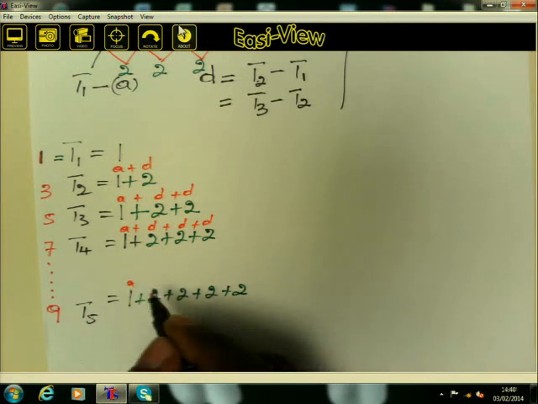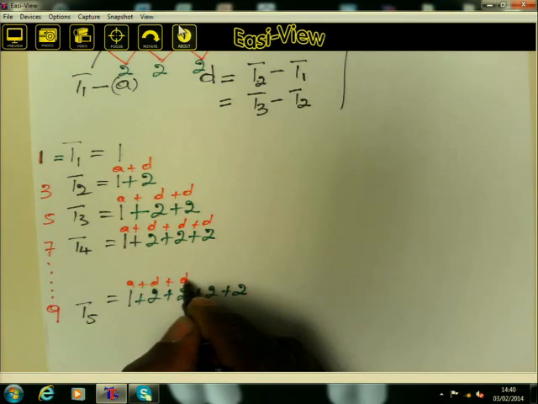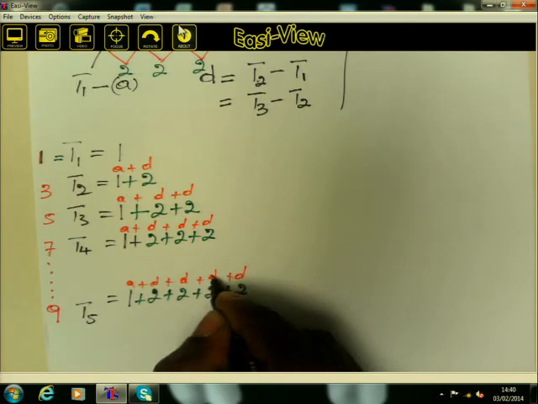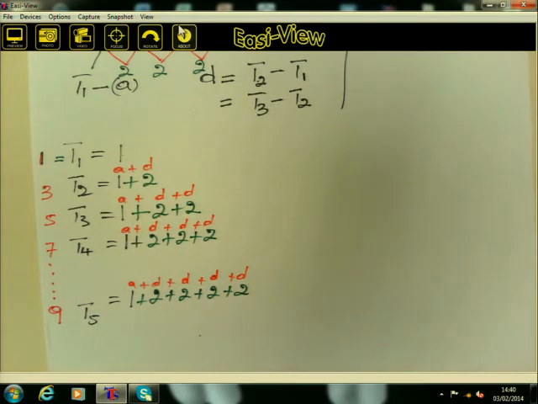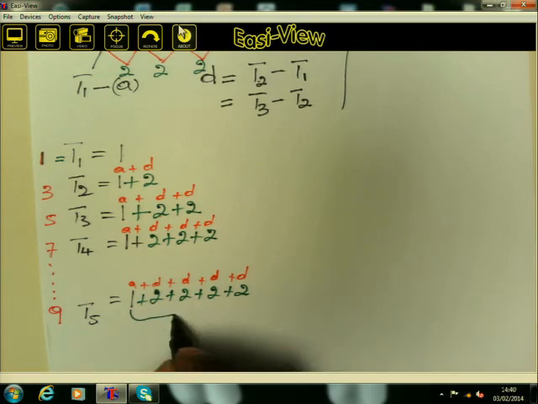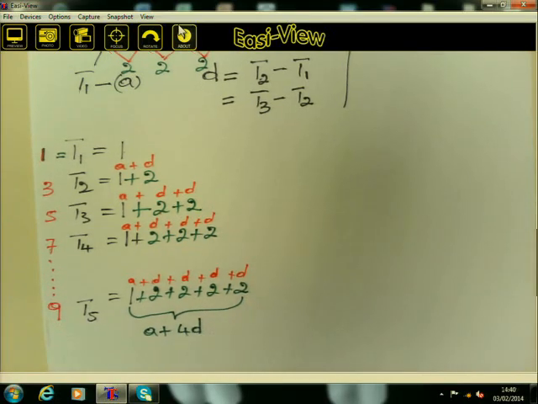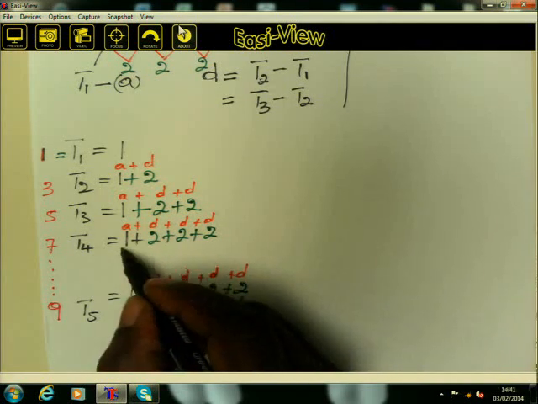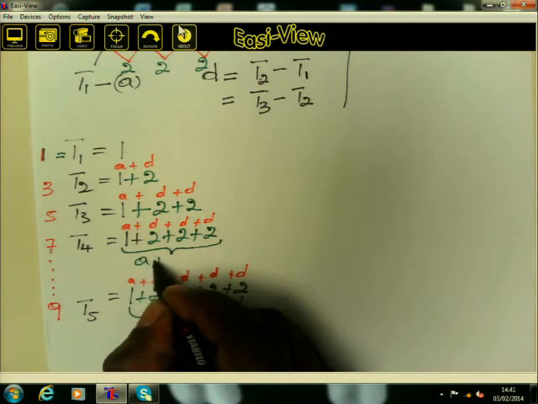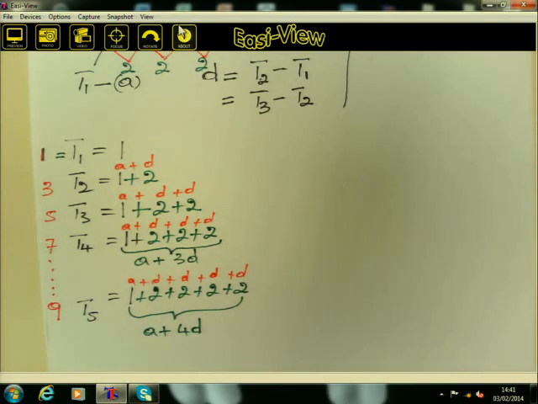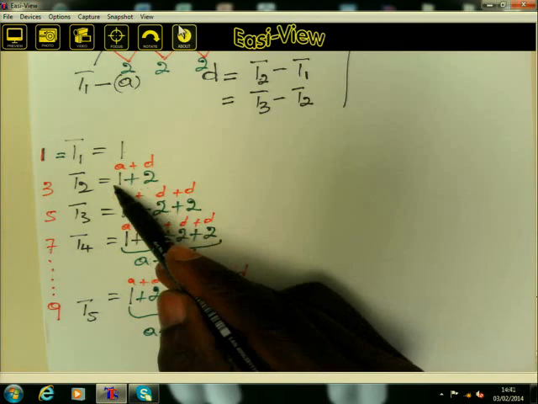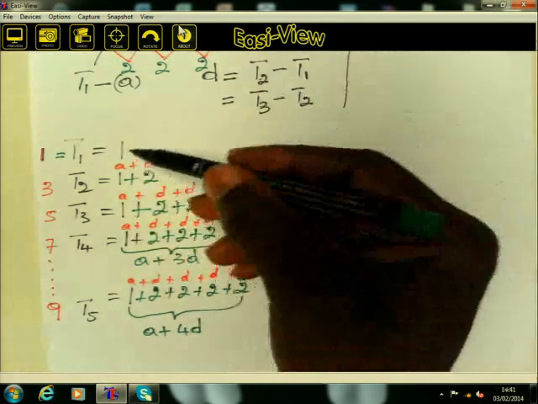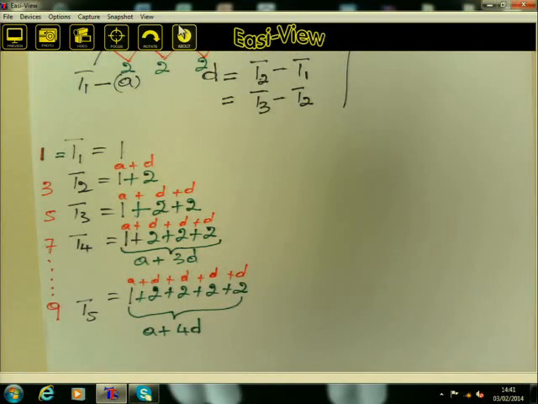That one will be the first term plus the difference, the third difference, and another D there. In other words, we can say the fifth term is given by the first term with 4 differences. We can combine this once and for all and say term number 5 is nothing else but A plus 4 differences. The same thing there, we can write that one as A plus 3 differences, then A plus 2 differences, A plus 1 difference. This one is the same as 1 plus 0 difference. There is no difference there because that is the first term.